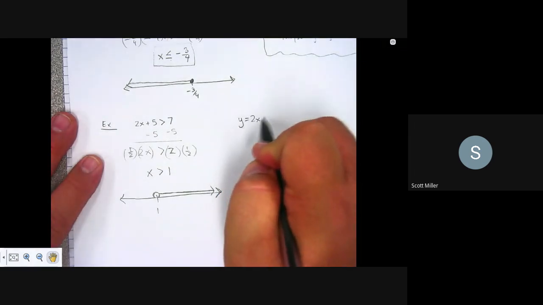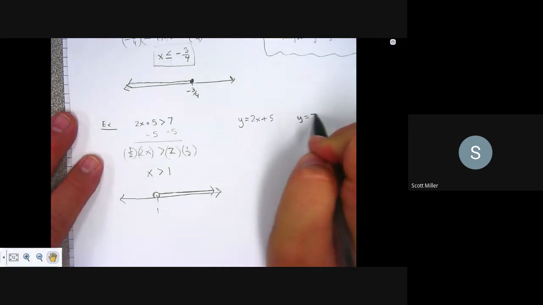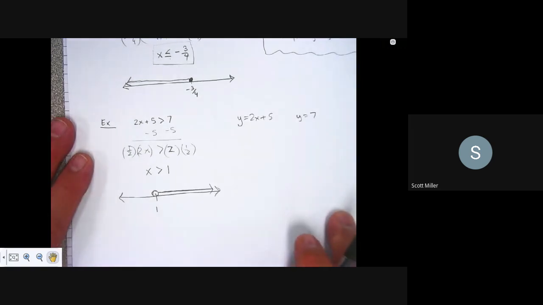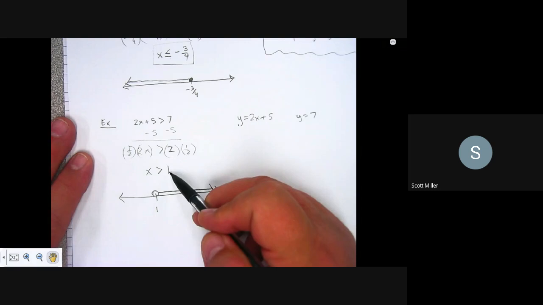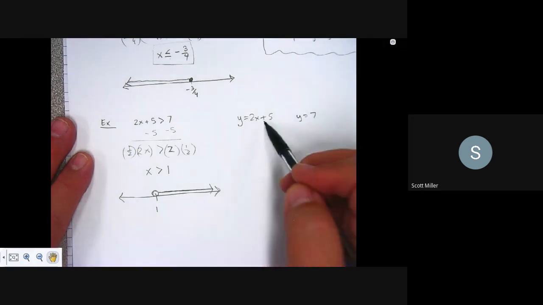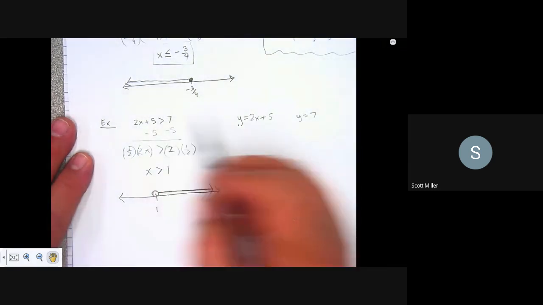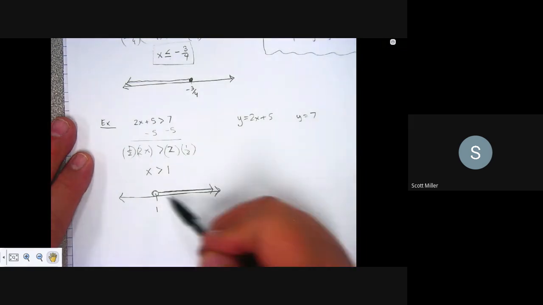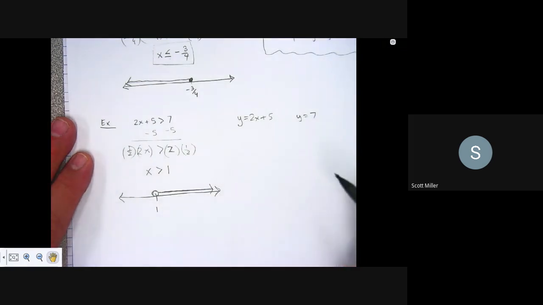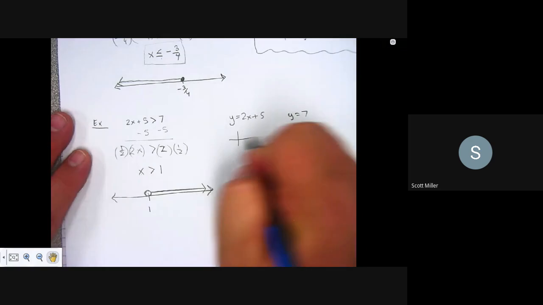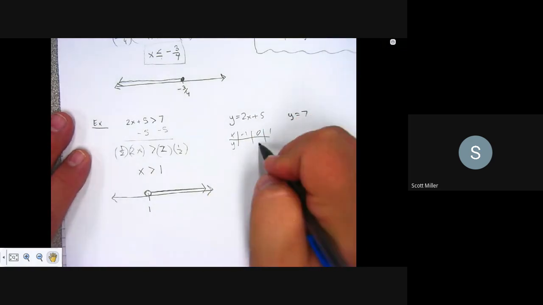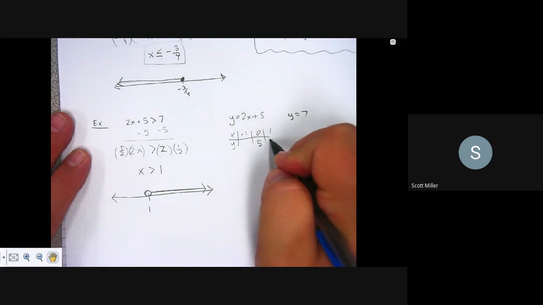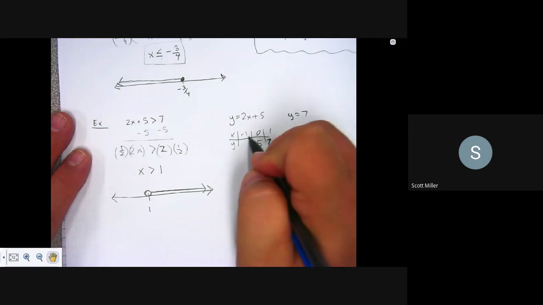Y equals 2x plus 5. Y equals 7. Okay, and what should happen when I graph these out is they should intersect at 1. And then when is this graph greater than 7? So this graph should be bigger than 7 from 1 and to the right. This is what we should be seeing. A couple of points for this graph. 0, 1, negative 1. And over here, add 2. And over here, we get 3.